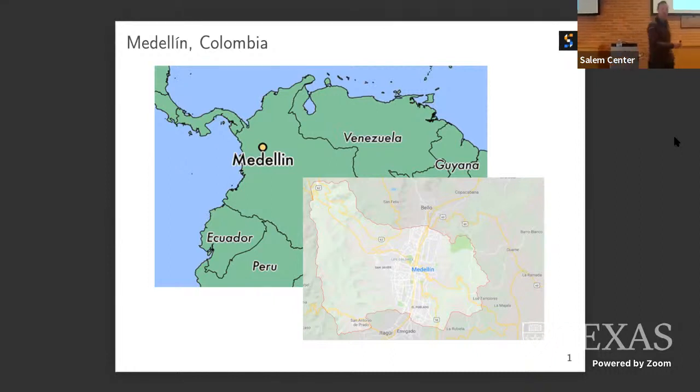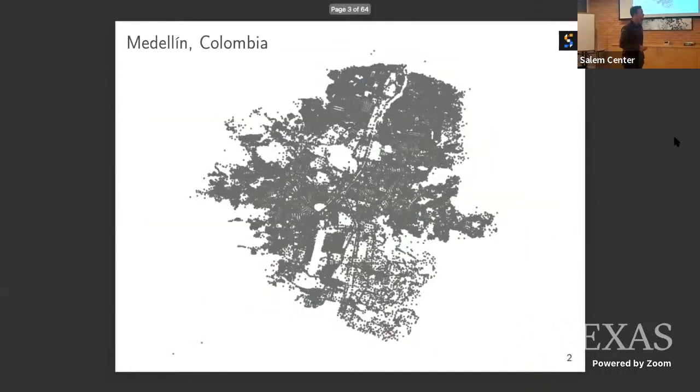And so back in 2015, the city of Medellin, the National Police, and the Ministry of Defense got together with some social science researchers, and they said, okay, we want to run a particular experiment.